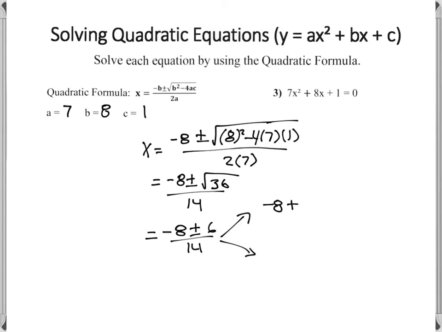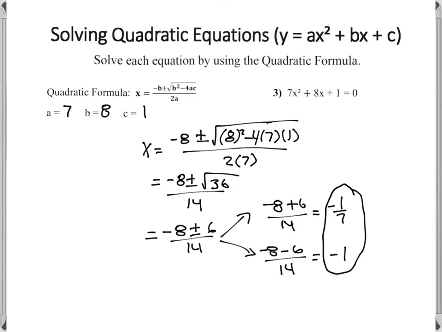So that's negative 8 plus 6, which would be negative 2, divided by 14, which gives us negative 1/7. On the bottom, we'll have negative 8 minus 6, which is negative 14, divided by 14, which results in negative 1. So our answers are negative 1/7 and negative 1.